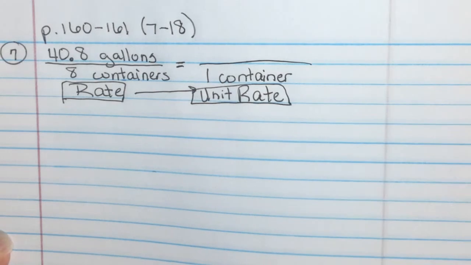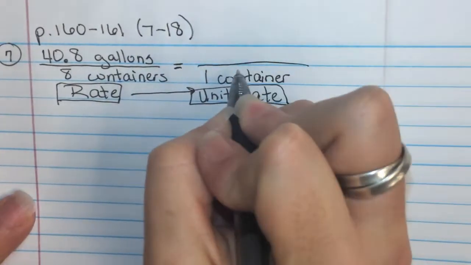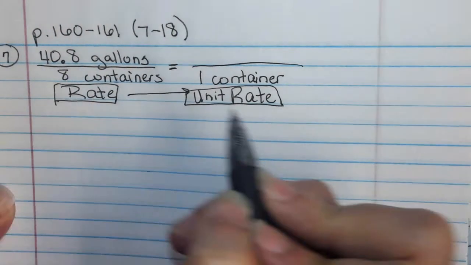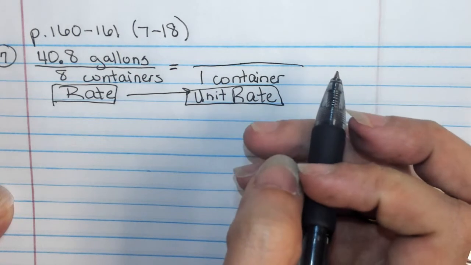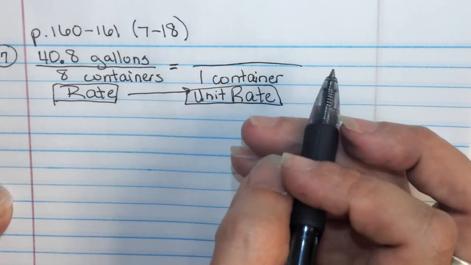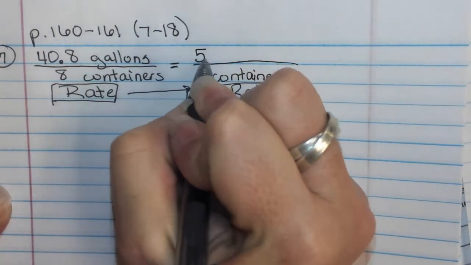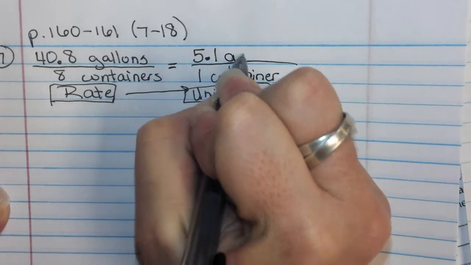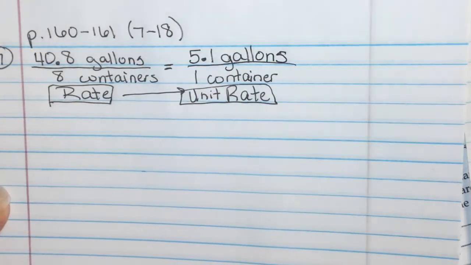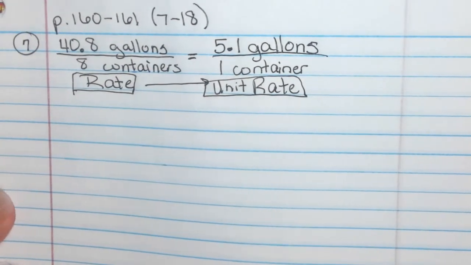Anybody already worked it? Oh, I have it. How much is it? So 40.8 divided by 8 is 5.1 gallons. I figured if I got a few of you in here, I might as well make you work it. I've already got them, but that's all you're doing on this section. I will do number 8 with you.